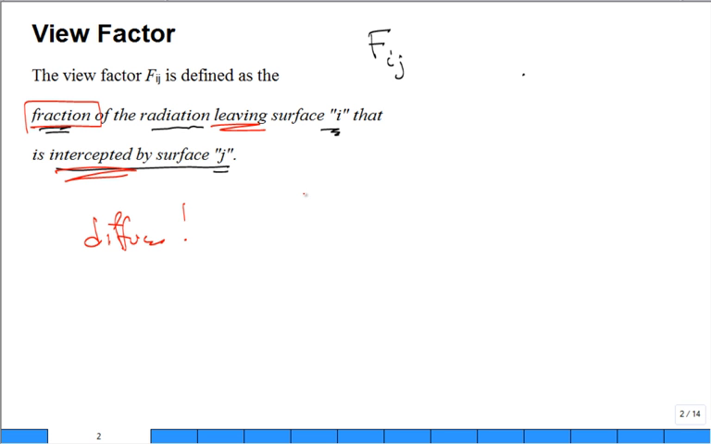Now the other word that's worth looking at is intercepted by surface j. So there's another surface j. The photons go there. What happens? They only strike or hit or are intercepted by surface j. Does it say anything about them being absorbed? Didn't say that. It's just they're intercepted, that they strike surface j.